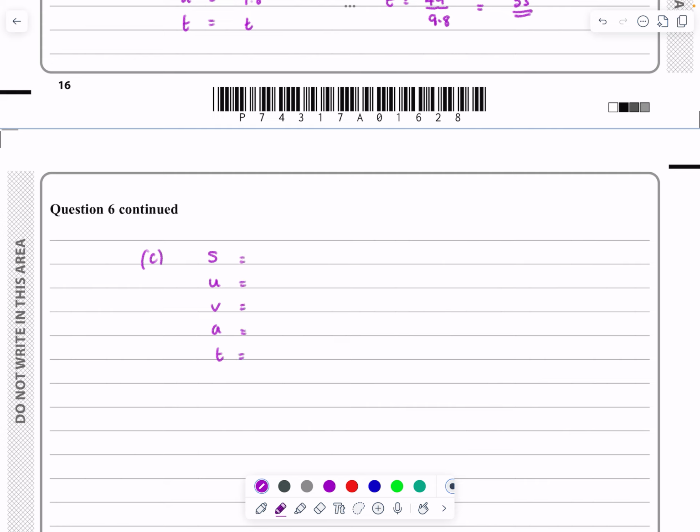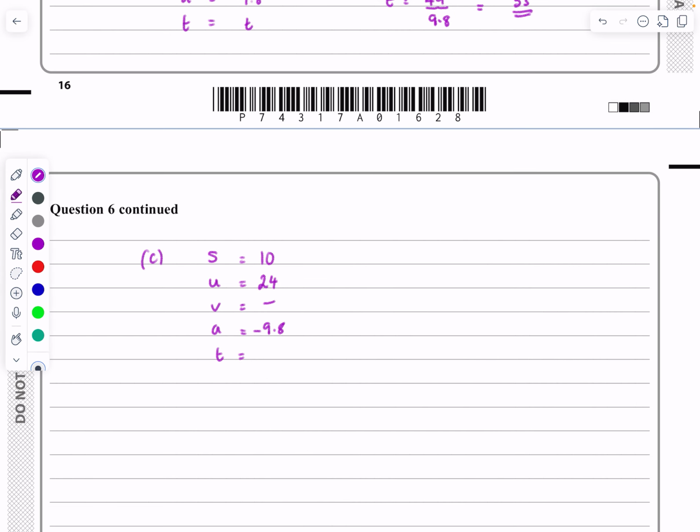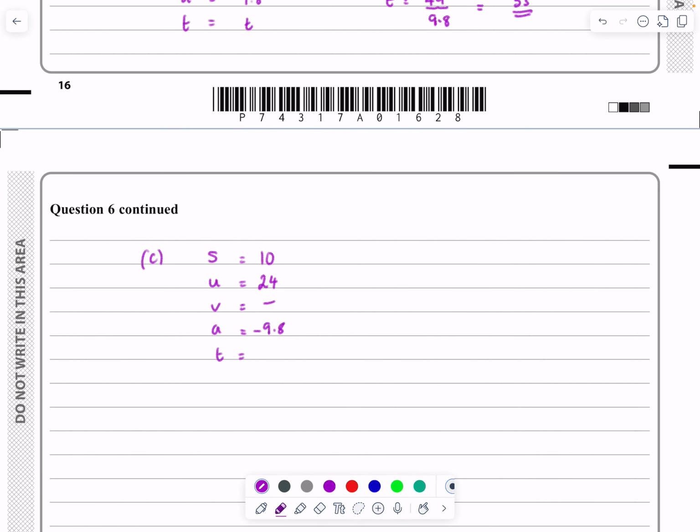The beauty about these questions is the U tends to stay the same all the way through, and the minus 9.8 for the A is the same. But we're now saying we want the situation where S is equal to 10. Not interested in V anymore. And T is what I'm interested in. I'm trying to find out what T is going to be. So I've got S, U, A and T. Well, that's the classic S equals UT plus half AT squared.